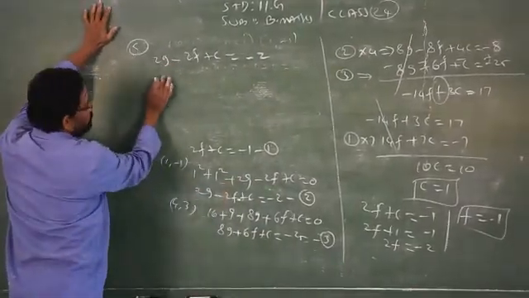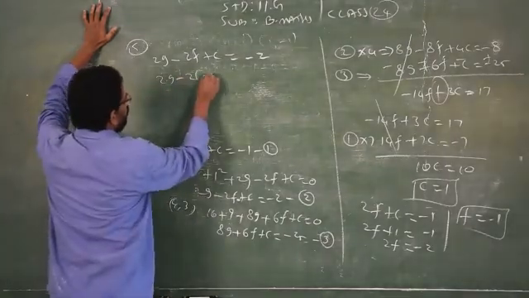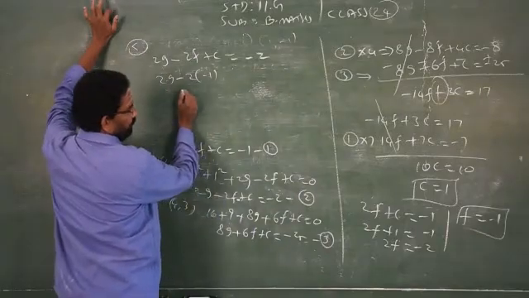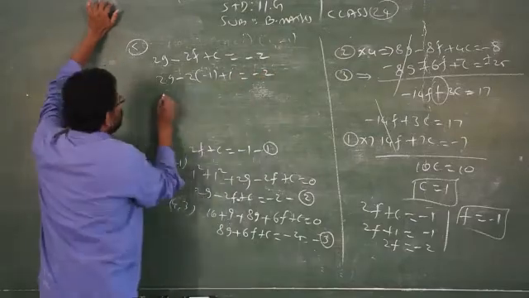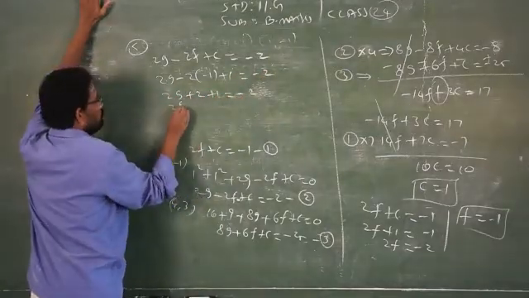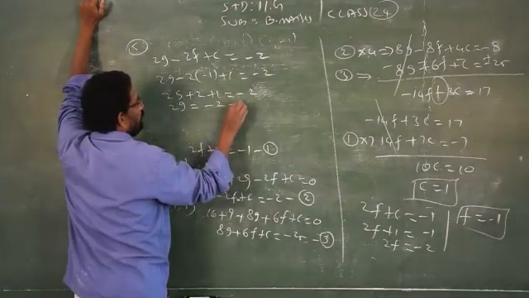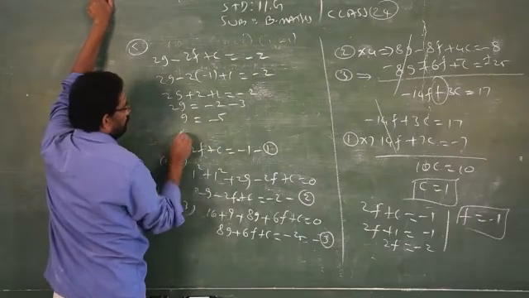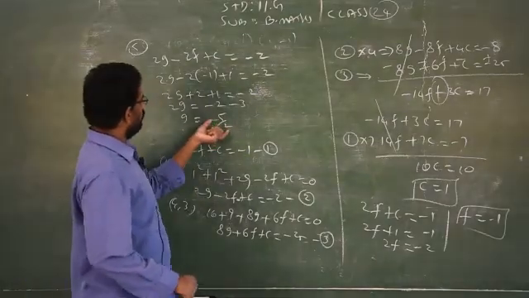I don't know what g is. 2g, but f is replaced by minus 1, which we found already, and plus c, that is 1, is equal to minus 2. So 2g plus 2 plus 1 is equal to minus 2. So 2g is equal to minus 2 minus 3. So g is equal to how much? Minus 5 by 2. So again I got only this alone in the fractional format.